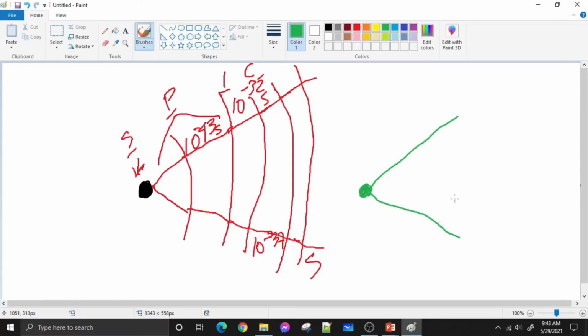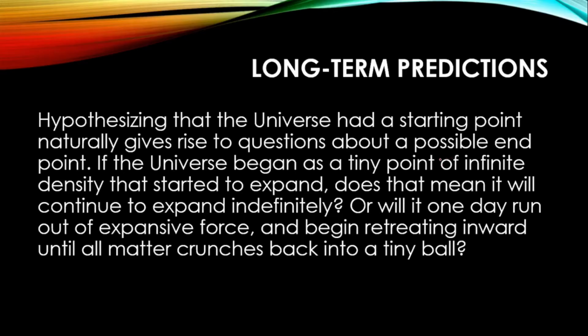Will there be a time that the expansive force will lose its force, and then instead of continuing to expand, it will create a big crunch, so it will shrink back to the singularity? Okay, so it will expand, and then sink back to a singularity. Will there be a time that it will happen? So that's the long-term prediction.